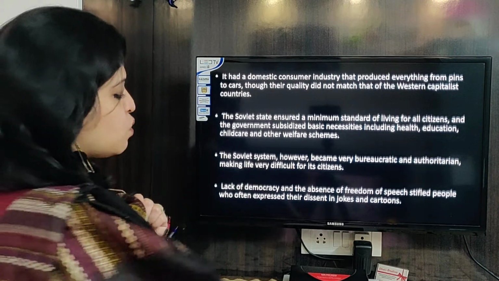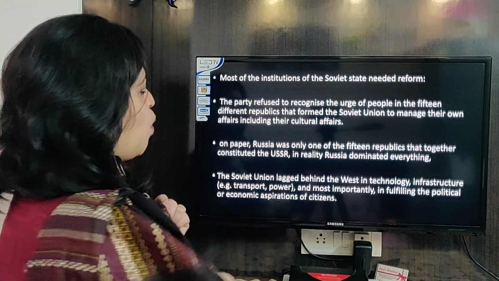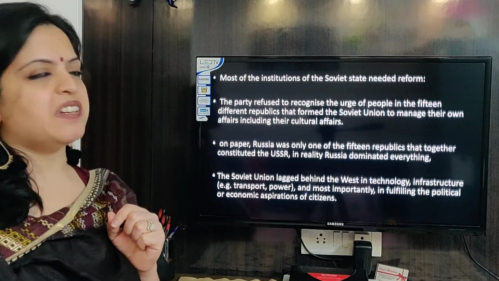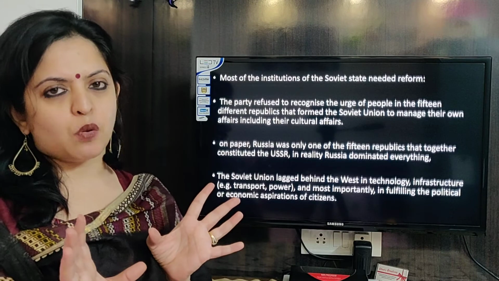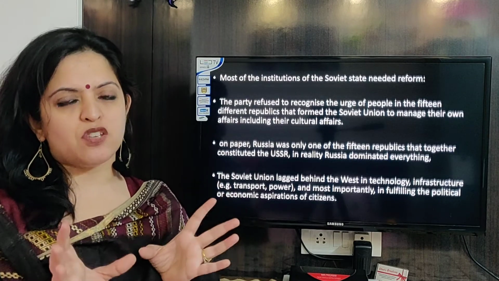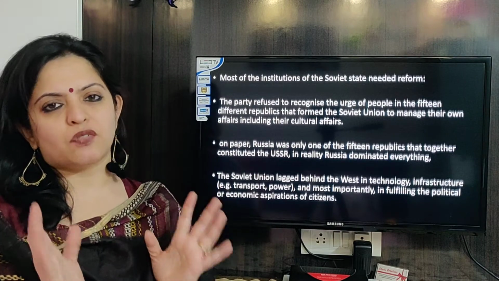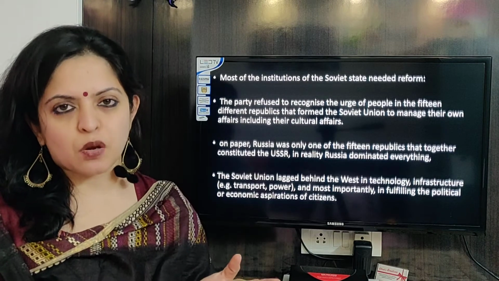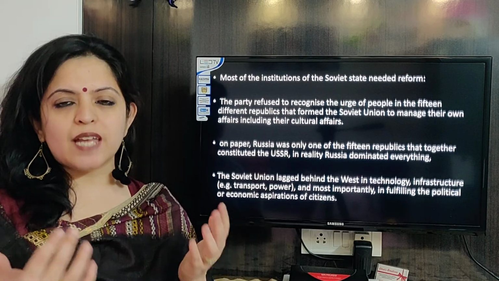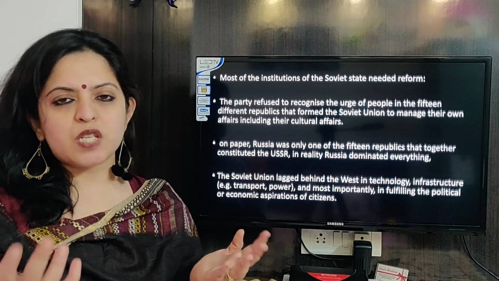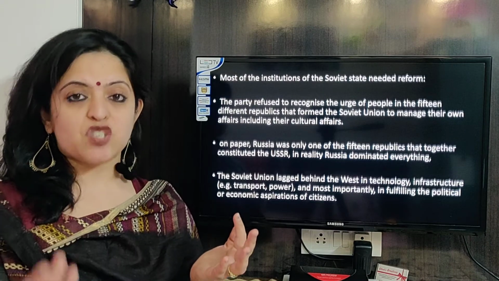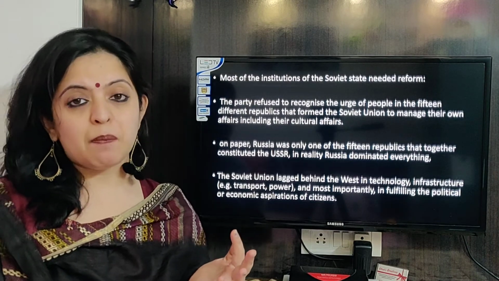ऑलराइट, सो मूविंग ऑन टू आवर नेक्स्ट स्लाइड. Most of the institutions of Soviet state needed reform. तो एक रिफॉर्मेशन की जरूरत थी, you know, reformation that is change, and change is the spice of life. हर किसी को एक change की जरूरत होती है, yes or no? Change is ultimate. तो चेंज बहुत इजी नहीं होता, बट whenever we change for the good. So the people wanted change.